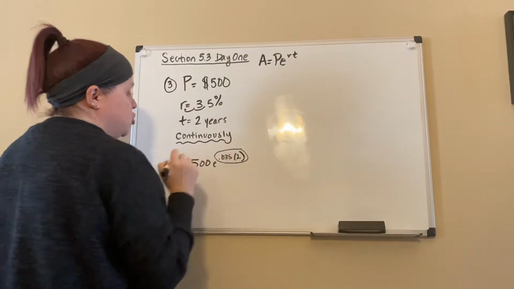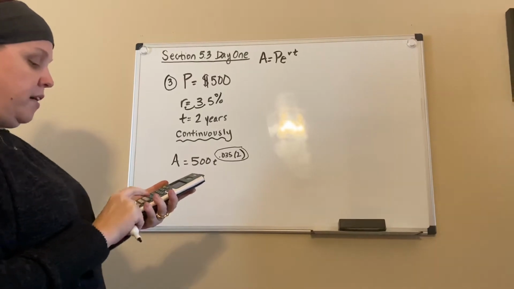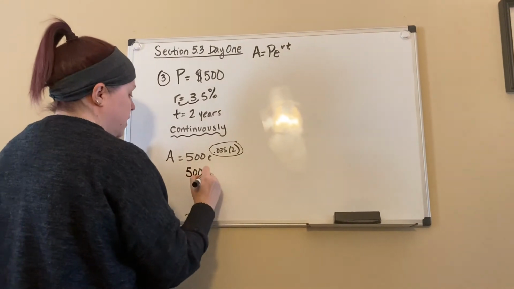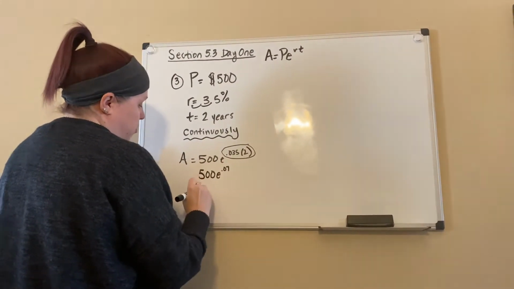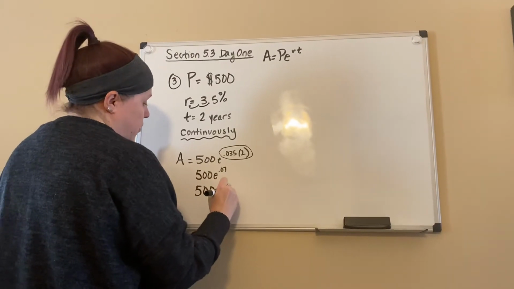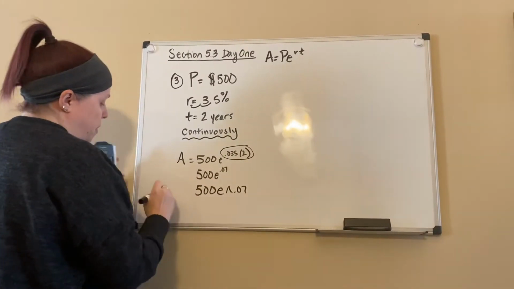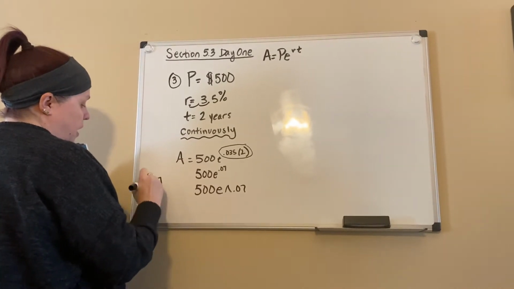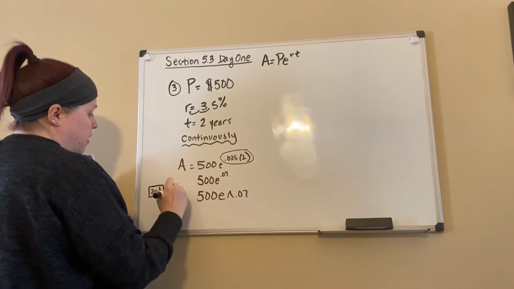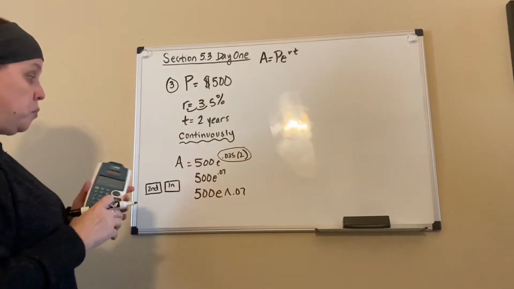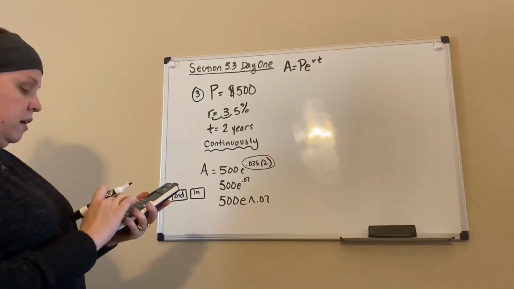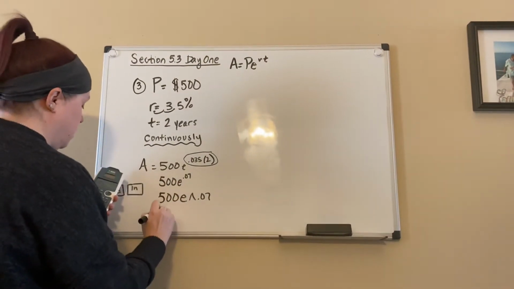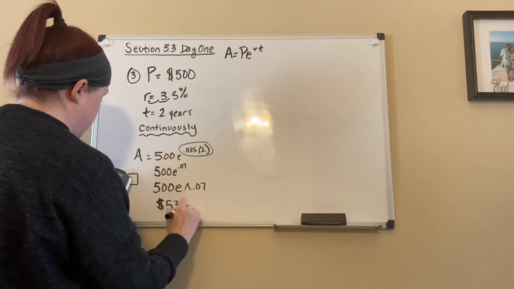Take and multiply this together, just like I did in the last problem. So 0.035 times 2, 0.07. So we have 500 e to the 0.07, and we'll do 500 e, the little caret, 0.07. Now remember your E button is that second, push the second button, and then you press the LN button to get the e to the power. We did that last week. So 500 e to the 0.07, still money, is $536.25.